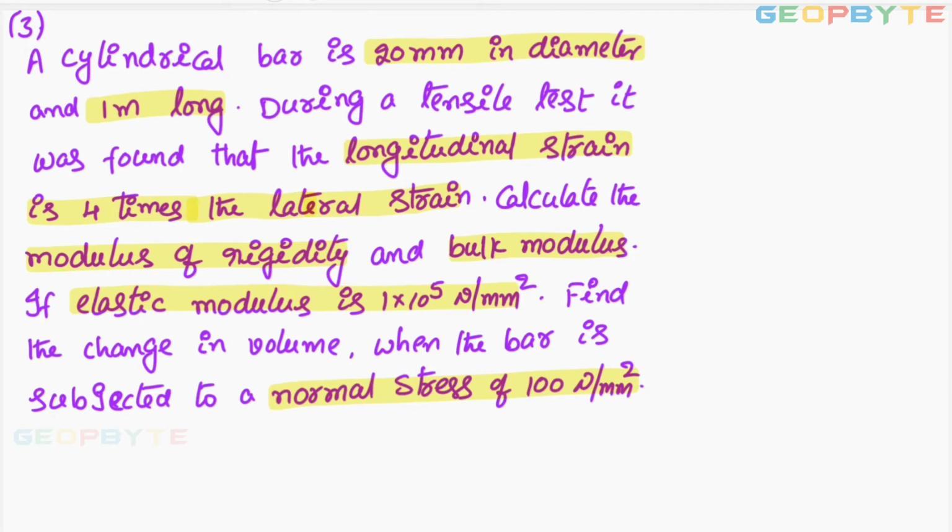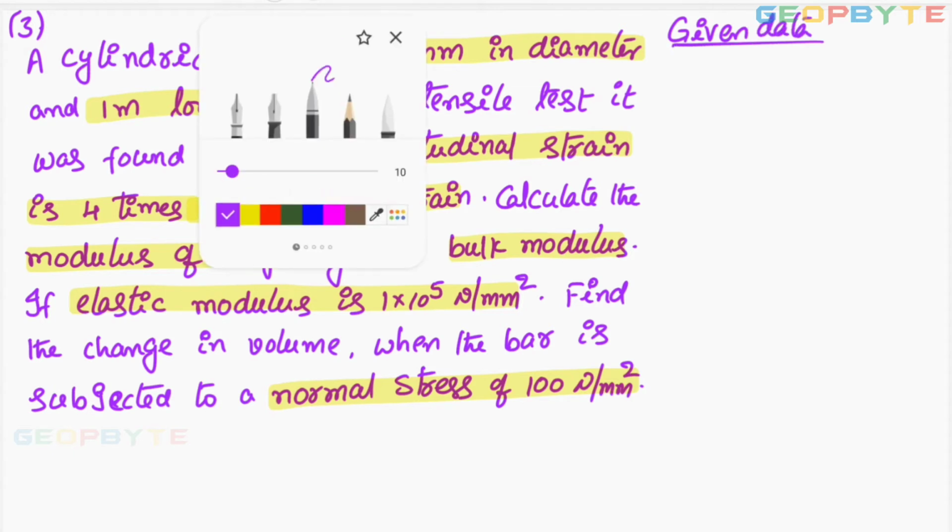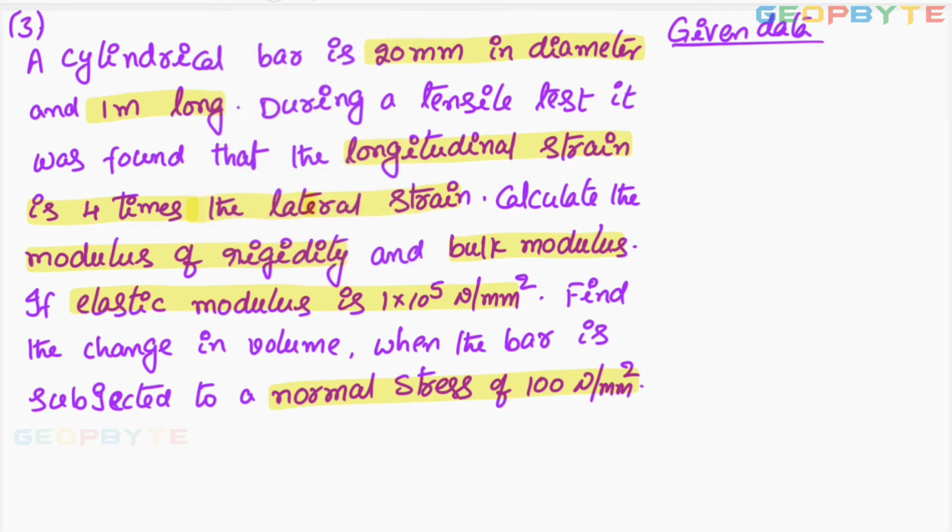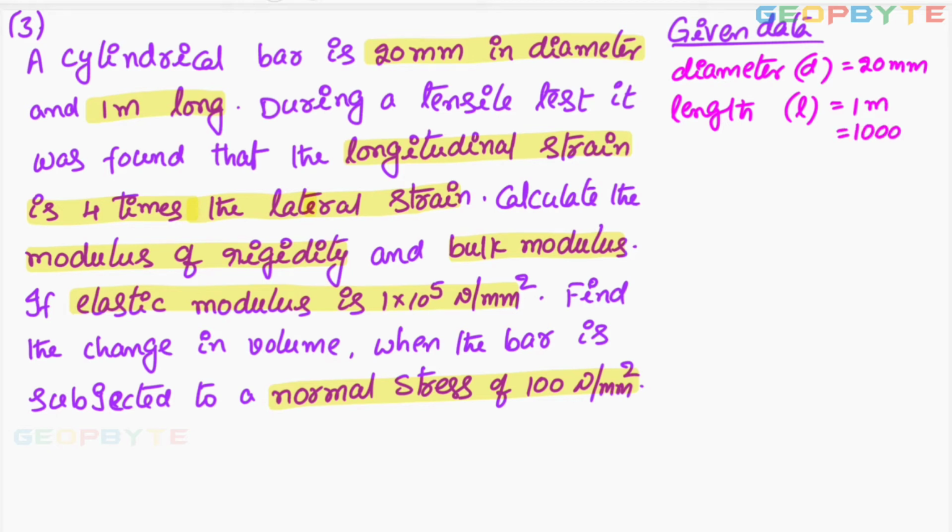For this problem, let us write the given data. Given data. The diameter of the bar D equal to 20 mm, and length of the bar L equal to 1 meter equal to 1000 mm.